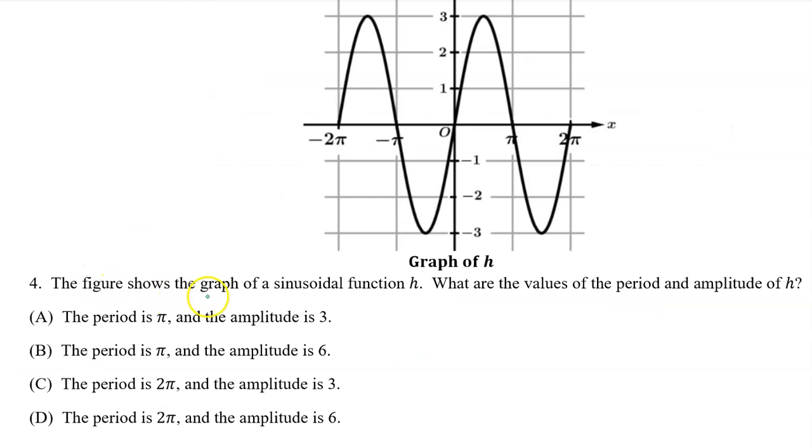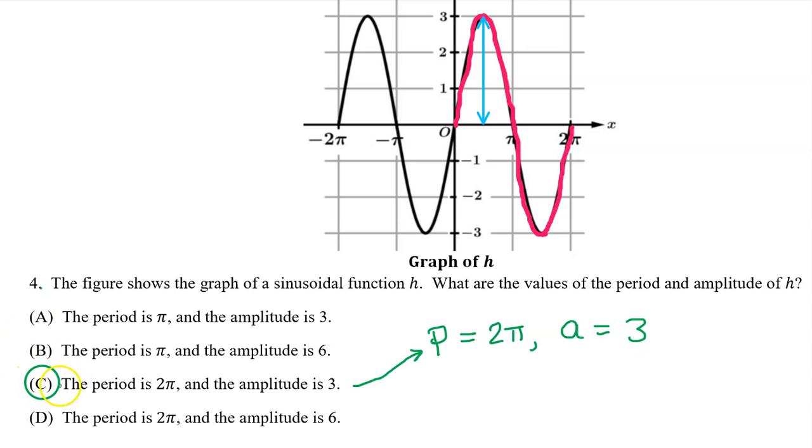Number 4. The figure shows the graph of a sinusoidal function h. What are the values of the period and the amplitude? I have traced over one period of h, which starts at 0 and ends at 2 pi. So the period is 2 pi. The amplitude is the distance between the midline and the highest value. So in this case, the amplitude is 3. Therefore, the answer is C.